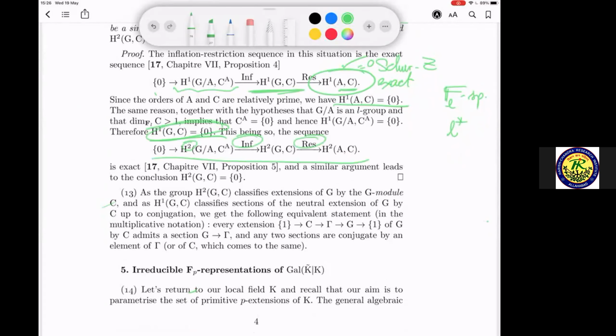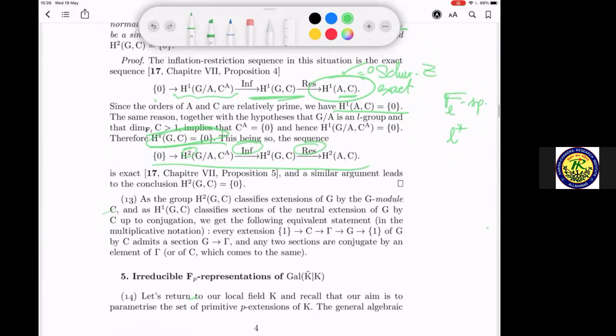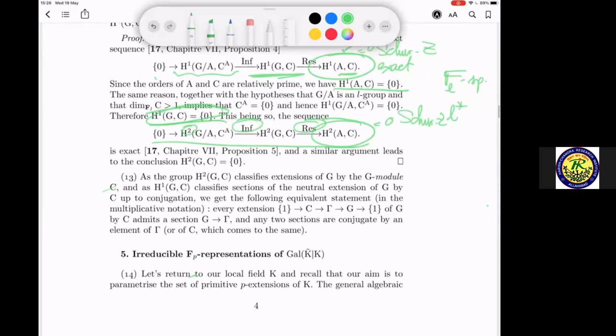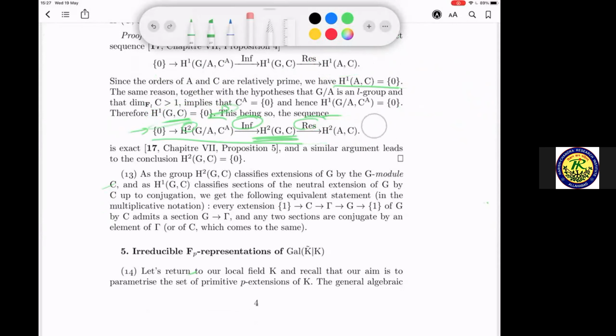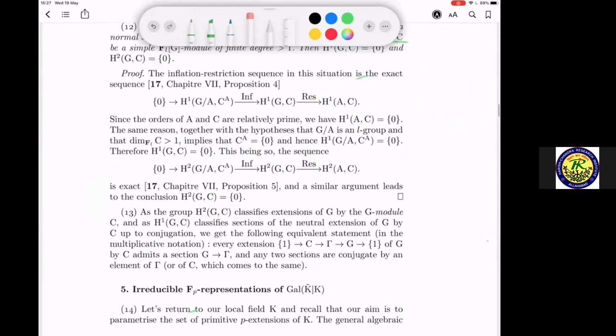The same kind of inflation restriction sequence. And the same Schur-Zassenhaus here will tell you that this is trivial. And the same kind of argument will tell you that this group is also trivial. So this is what we wanted to prove. And what happened? So this requires a little bit of group homology.